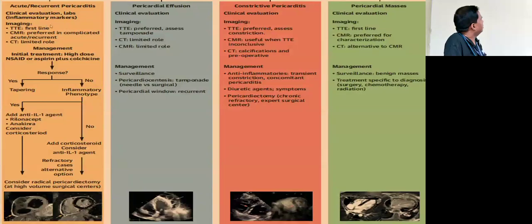So that is in brief about acute pericarditis, pericardial effusion, constrictive pericarditis. Pericardial masses can be either primary or secondary. Here again echo, and then cardiac MRA is preferred for characterization. CT scan can be done as an alternative to cardiac MRA. So depending upon the tumor, surgery, chemotherapy and radiation are specific to the diagnosis.